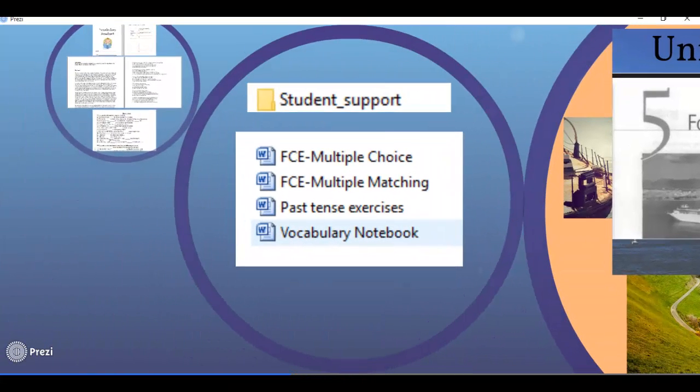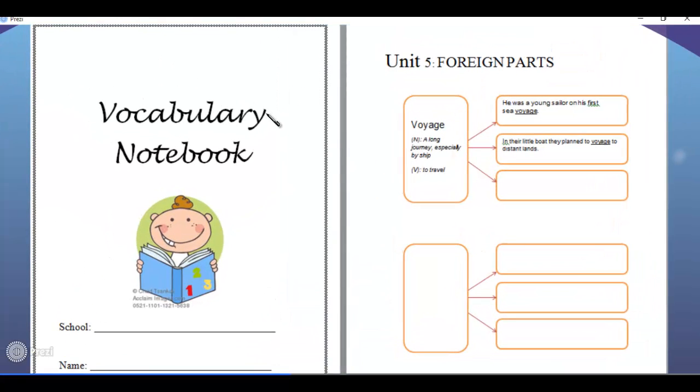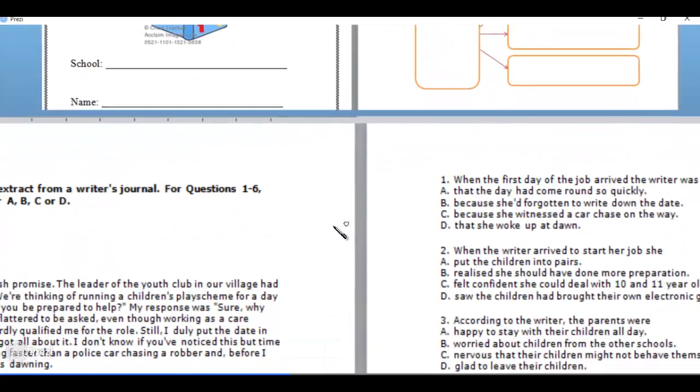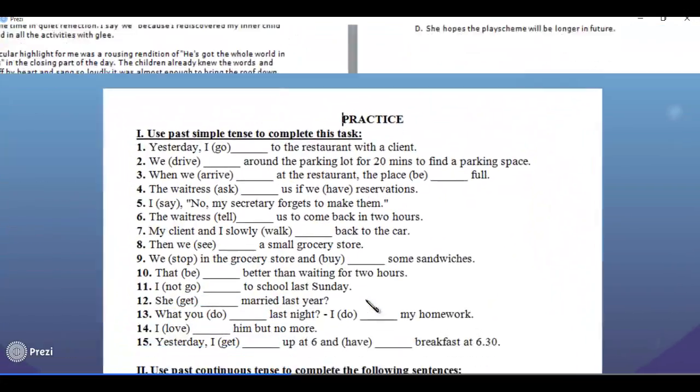And in the student support folders, I provide my students with extra materials for them to practice and a vocabulary notebook. This is the vocabulary notebook for Unit 5, so when they encounter any new words, they will look it up in the dictionary and note it down in this notebook. It will be much easier for them to revise when it comes to final exam. And here are some exercises that I give my students to practice.